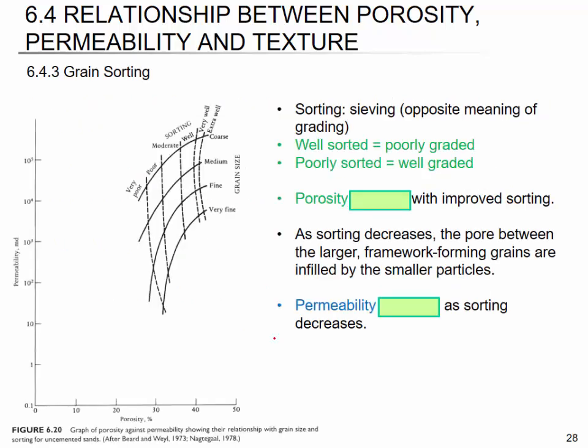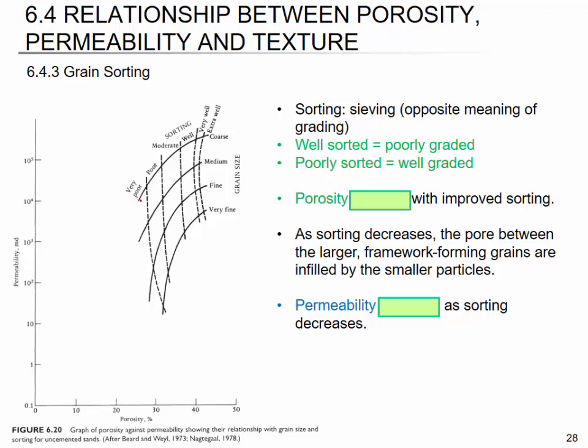And grain sorting. Here they are talking about whether the rock grains are well graded or poorly graded. In geology, they use sorting. We use grading, right, in geotech. So here the sorting has the opposite meaning of the grading. Well sorted means it's poorly graded. It's well organized, uniform. Well sorted means it's uniformly graded, most likely. And poorly sorted means it's well graded.